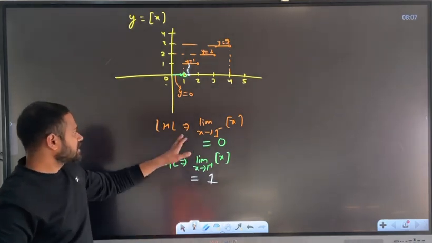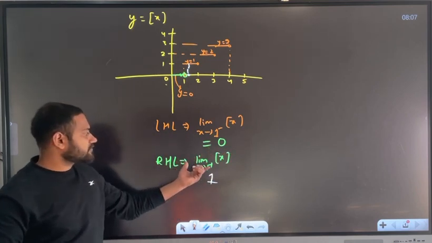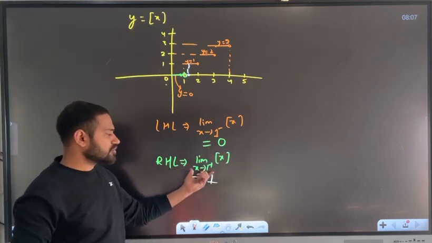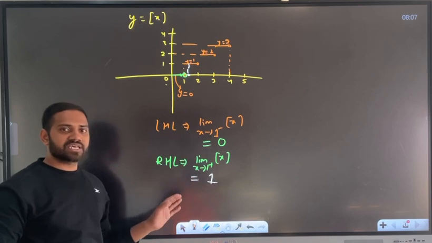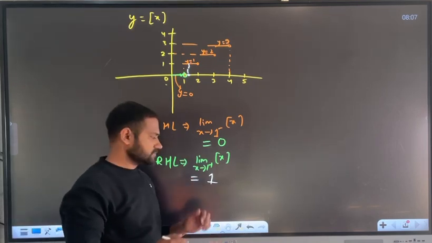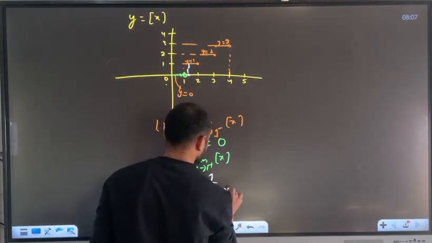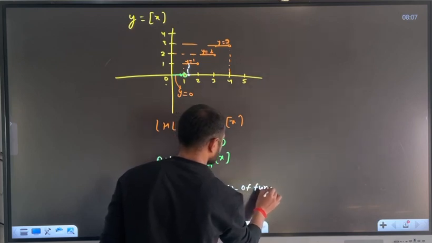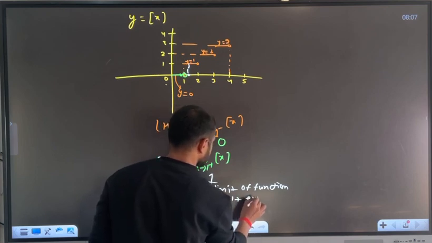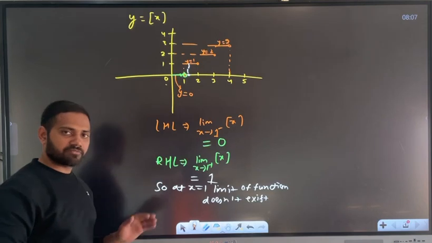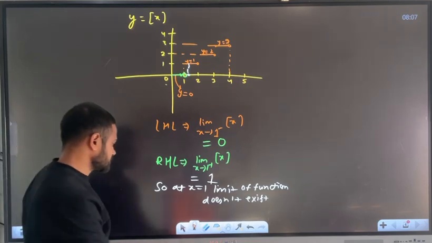Clearly it is visible that left hand limit of the function at x is equal to 1 is 0. Right hand limit of the function at x is equal to 1 is 1. So the left hand limit is not equal to right hand limit. So in this case we say that limit of the function does not exist. So at x is equal to 1, limit of the function does not exist. So at this point limit of the function is not existing. Let us check at another integer point, then we will draw some conclusion.